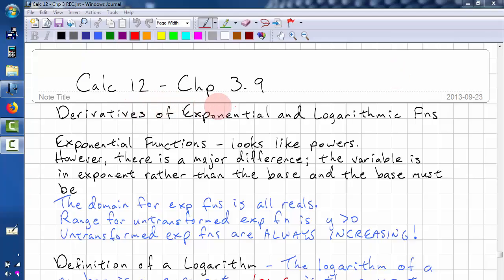Hi, this is Calculus 12, Chapter 3.9. We're going to be looking at derivatives of exponential and logarithmic functions. So this is a review of exponential and logarithms, but that'll be in a separate video. If that is not enough help, you'll have to go to Pre-Calc 12 and look for Chapter 5.